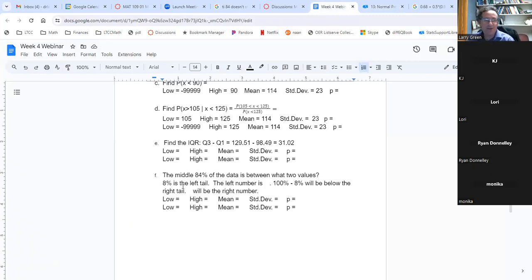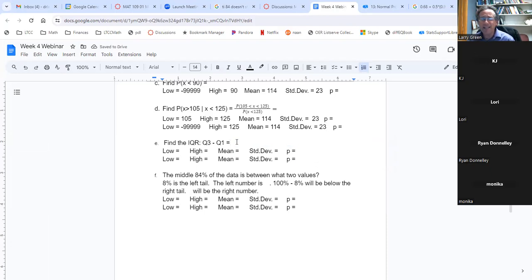Okay, so now let's do the IQR. Do you remember what the word IQR meant? What did it stand for? Yeah, that was the interquartile range. And the definition is the interquartile range was Q3 minus Q1. Let me erase that because I haven't done that yet.